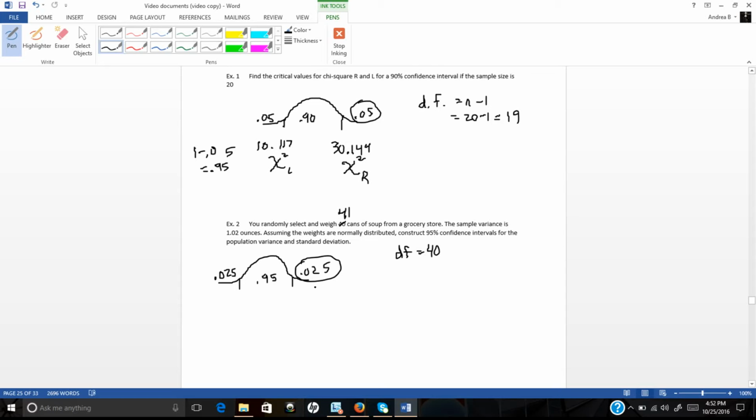And then to look up this value, kind of like the first example, we can go ahead and do the right end first. We can do that 0.025 along the top that we're looking for, and then go down to our degrees of freedom of 40 and see where those two intersect there to get that value. So in that case, we get 59.342.